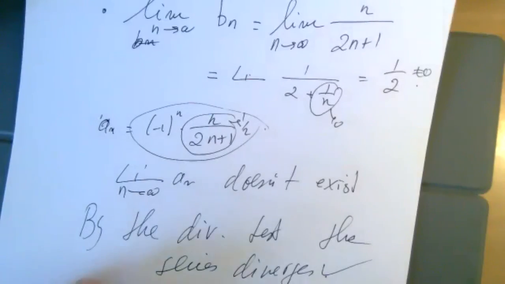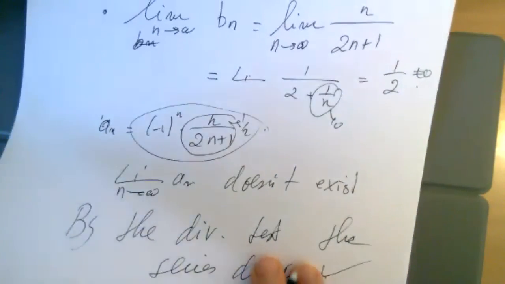Okay, so these are two examples of alternating series. It's a very useful series, an important type of series, but the test to check their convergence is rather simple.